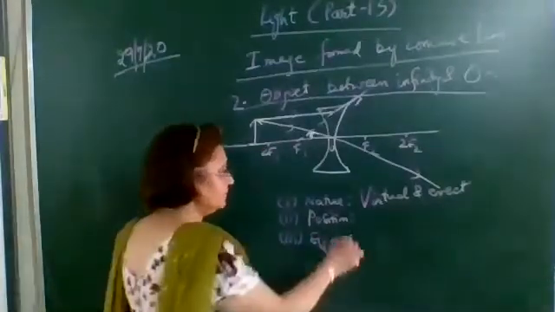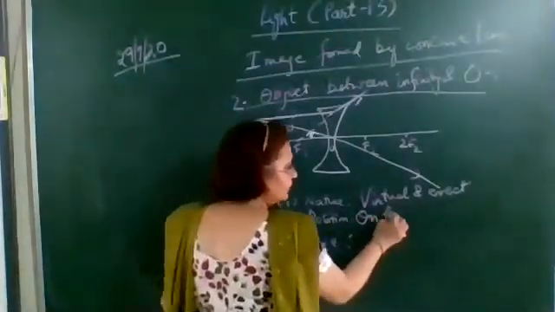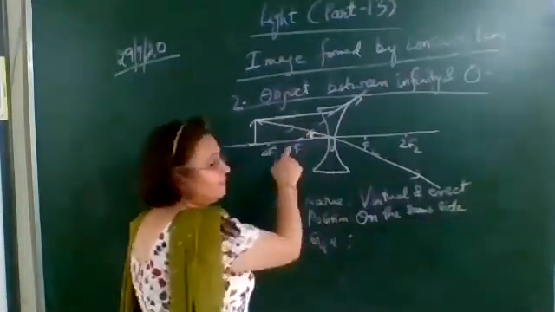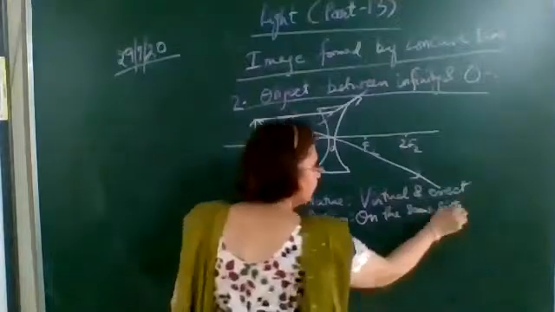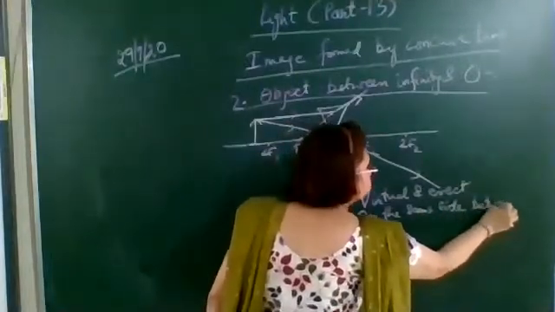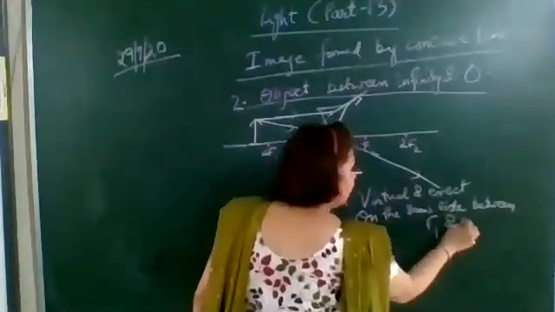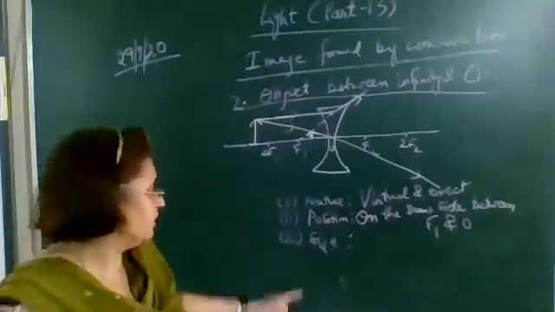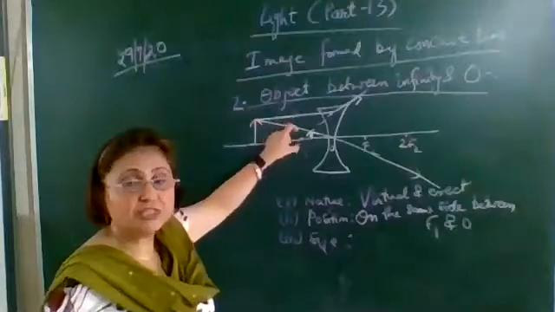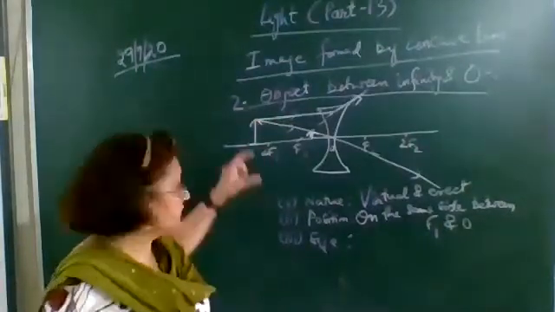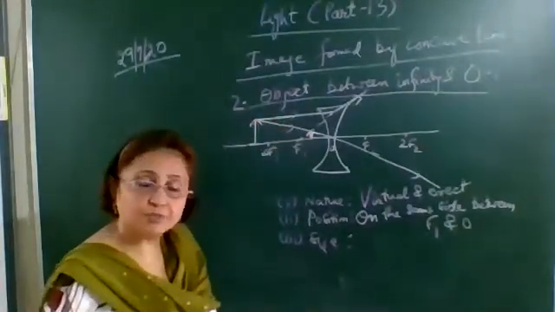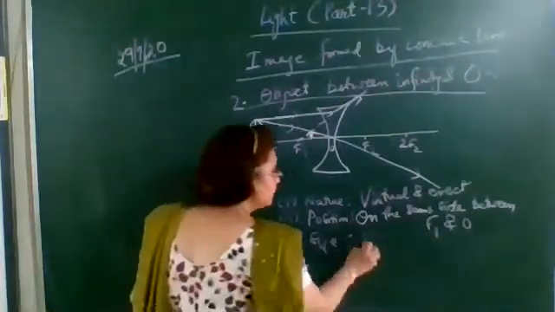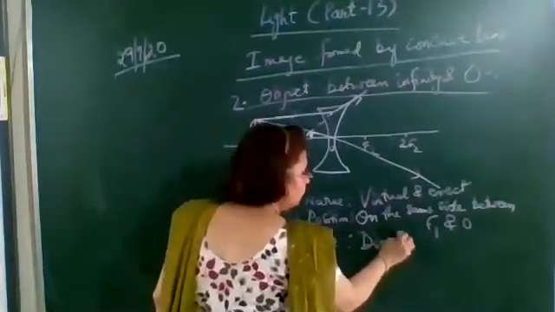So what is the position? On the same side between F1 and O. Where is it? Between F1 and O. So the image is formed on the same side between F1 and O. Size, as you can see, it is smaller than the object. This is the object, this is the image. So it's smaller than the object, and the smaller images we can write down as diminished image. So the size is diminished image.